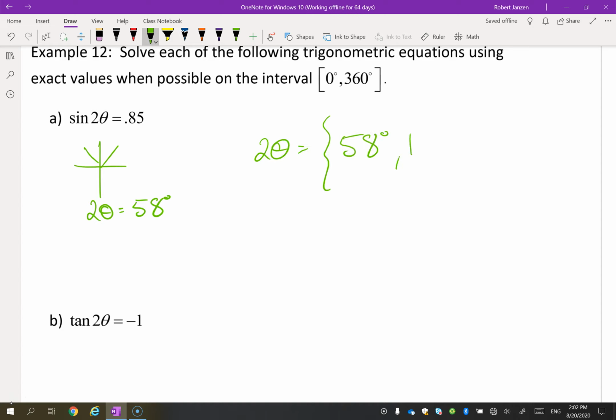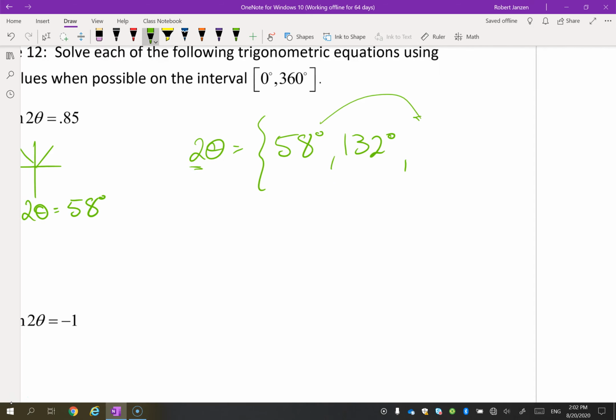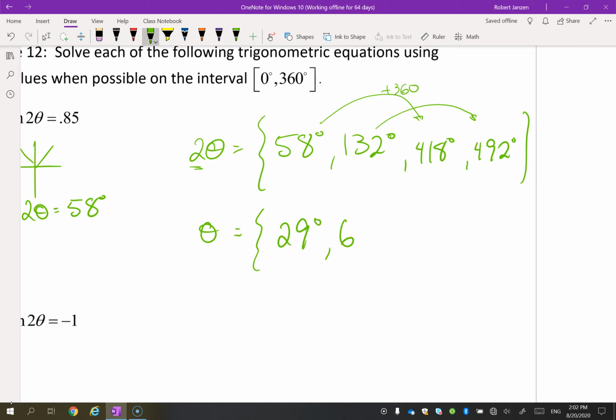All right, so 58 degrees and 132. Since it's a double angle, I'm going to go around another time, and I don't add 2 pi, I add 360. So I get 418, and then I'm going to add 360 again, and I get 492. Divide by 2: 29 degrees, 66 degrees, 209 degrees, and 246 degrees.